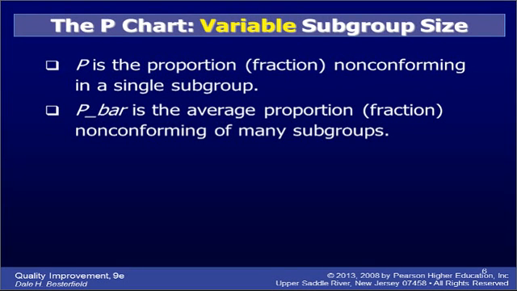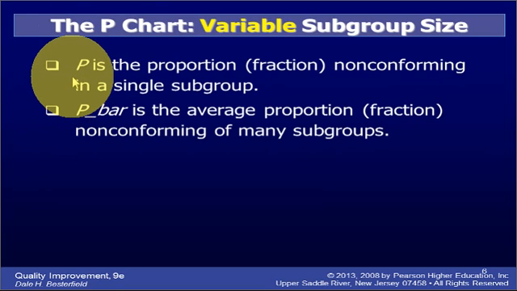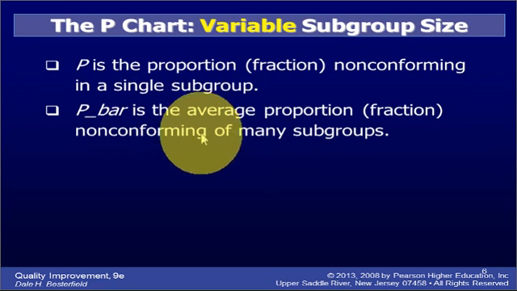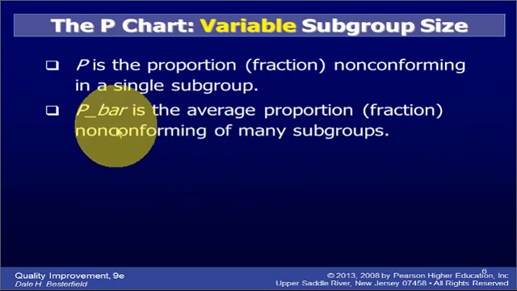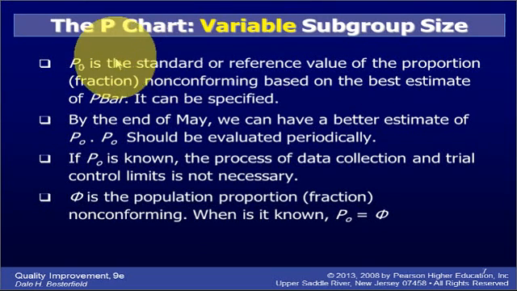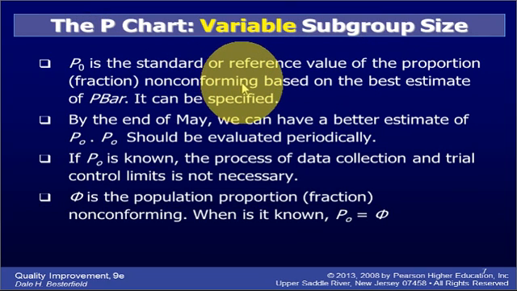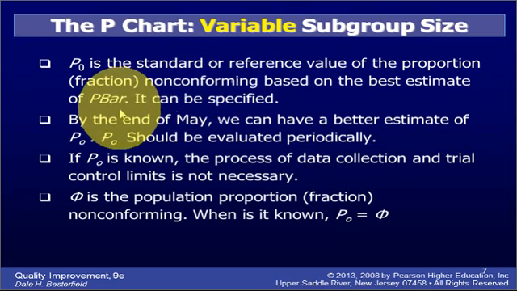So now let's differentiate the several notations. The p is the proportion or fraction of non-conforming in a single subgroup. This is computed by np divided by n. The p-bar is the average proportion of non-conforming of many subgroups. As I said, this p-bar acts as a weighted average. The p0 is the standard or reference value of the proportion of non-conforming units based on the best estimate of p-bar. And this can be specified.